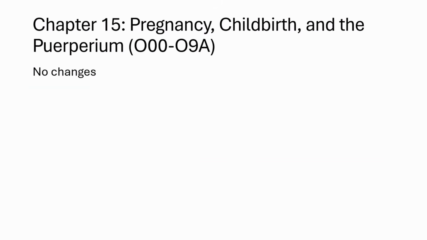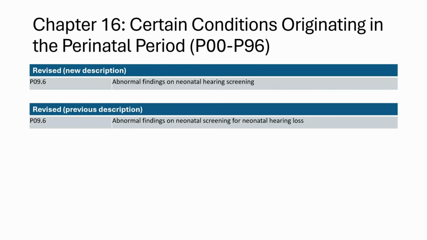Chapter 15, there were no new codes to pregnancy, childbirth, and the prepubertal. However, we did see one small revision on P09.6. So previously, the code description was abnormal findings on neonatal screening for neonatal hearing loss, and it's now simplified to abnormal findings on neonatal hearing screening.